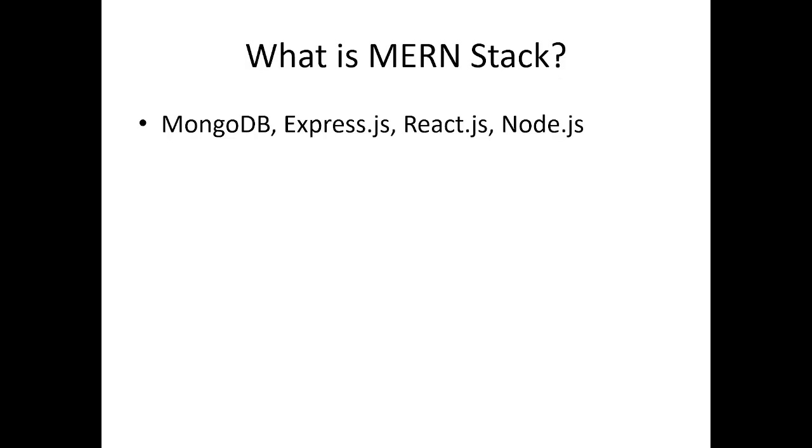Coming to what is the MERN stack? The MERN stack is a collection of four technologies: MongoDB, Express.js, React.js, and Node.js. These are the abbreviation of the MERN stack, and one of the major advantages of the MERN stack is that JavaScript is used throughout the entire application, making it much more efficient than others.